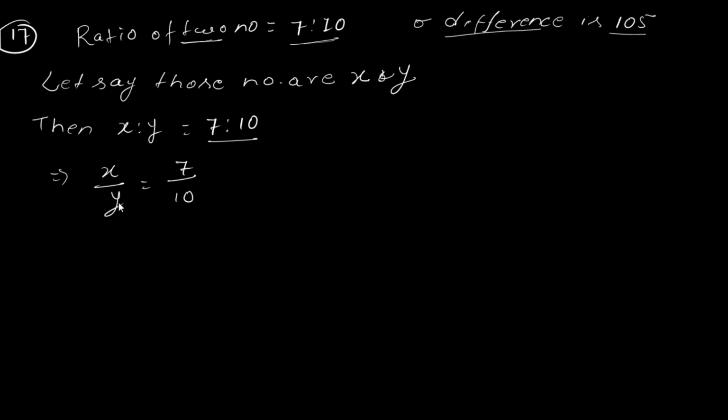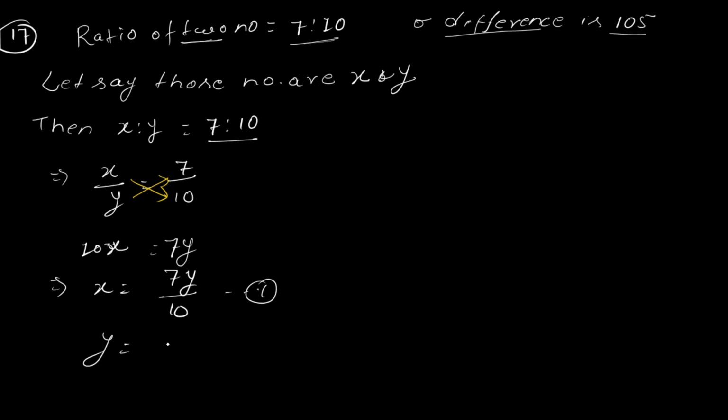The next step is cross multiplication. Cross multiplication gives 10x equal to 7y. So x equals 7y by 10. Am I right? And y equals how much? This 7 will come to this side, so y equals 10x divided by 7. Is there any problem? No, sir. Fine, so the first part we are done with.